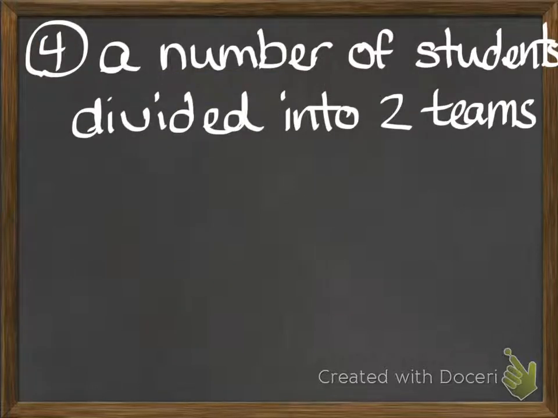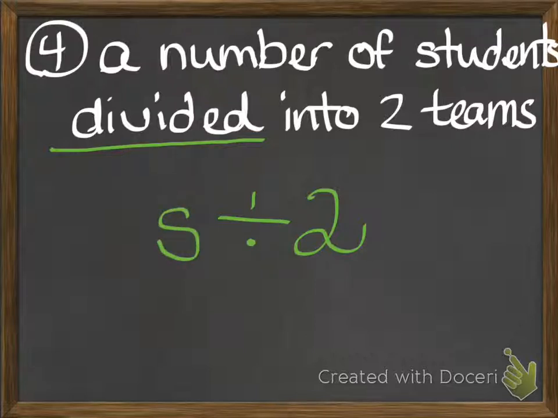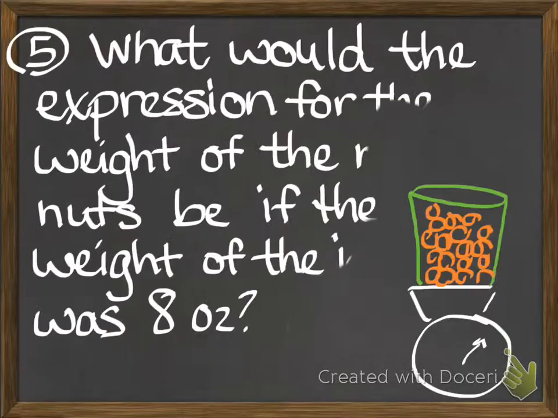Number 4, a number of students divided into 2 teams. So I'm looking for words that give me a clue. There's a big clue right there: divided. Now I'm going to use division, divide it into two teams, so I'm going to be divided by 2. And for number of students, I'll use the variable s. So I've got my number of students, s, divided into 2 teams.